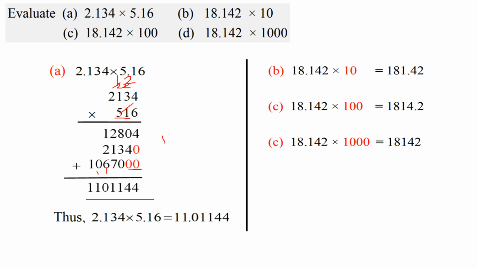And for multiplying a decimal by multiples of 10, it's very simple. You just move the decimal point. Multiply by 10, it's 1 place. Multiply by 100, it's 2 places. We have to move the decimal point. And for 1000, we need to move 3 places from left to right. So no need to follow this method.